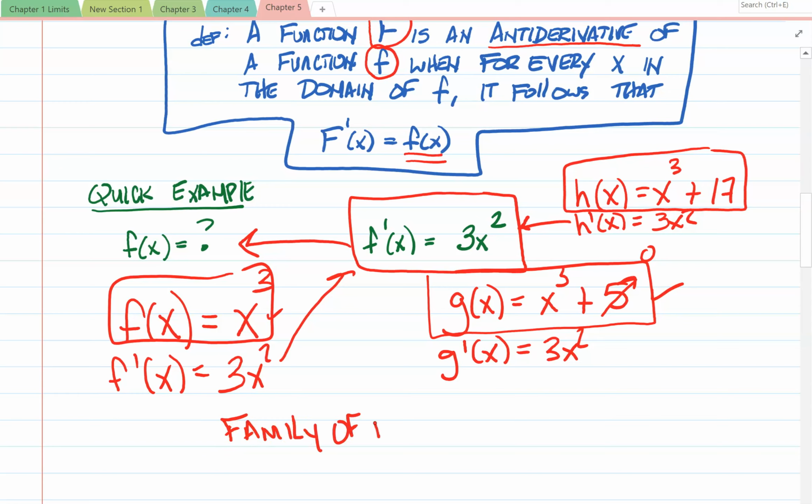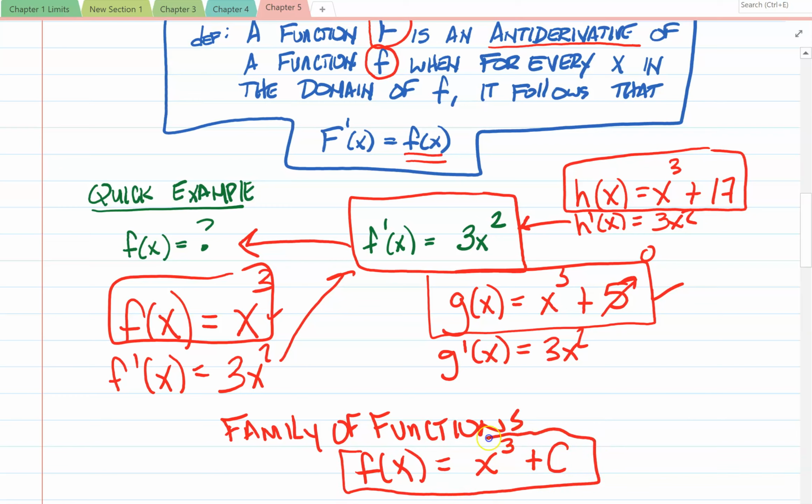A family of functions. And they all look like f of x is equal to x to the third plus c, where c is just some constant. They all look like this. So there are actually an infinite number of antiderivatives if I'm just given 3x squared. Well, that's very interesting. That's going to help us out.